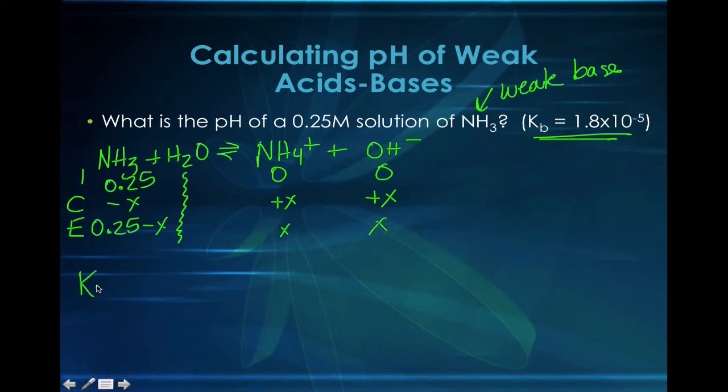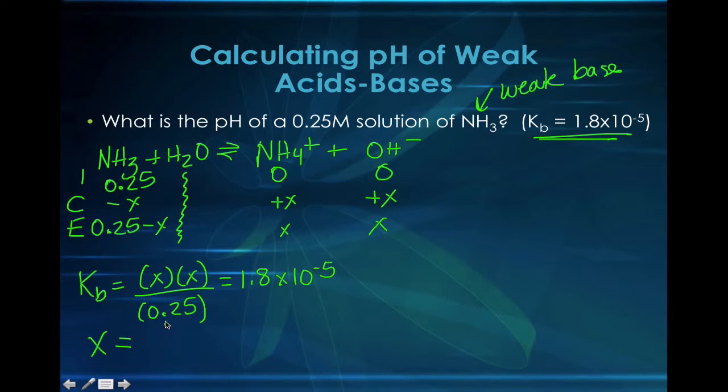What I'm going to do is use the Kb and solve for X. This is looking just like what we were doing with our acids. I have X times X, my products, over 0.25. I'm going to ignore this minus X just like I did before. All that needs to be equal to 1.8 times 10 to the negative 5th. When I do that, what I find is that X is equal to 0.0021. So my answer right there is X.